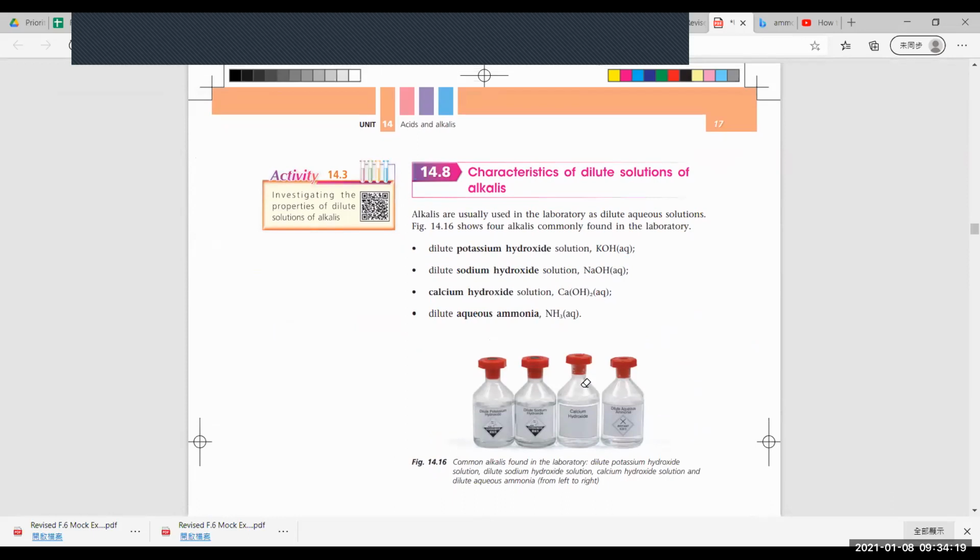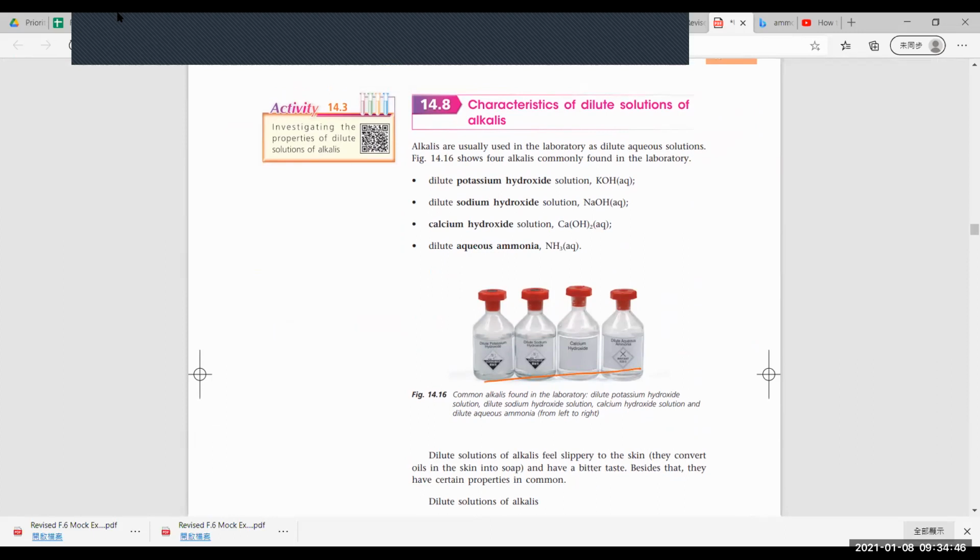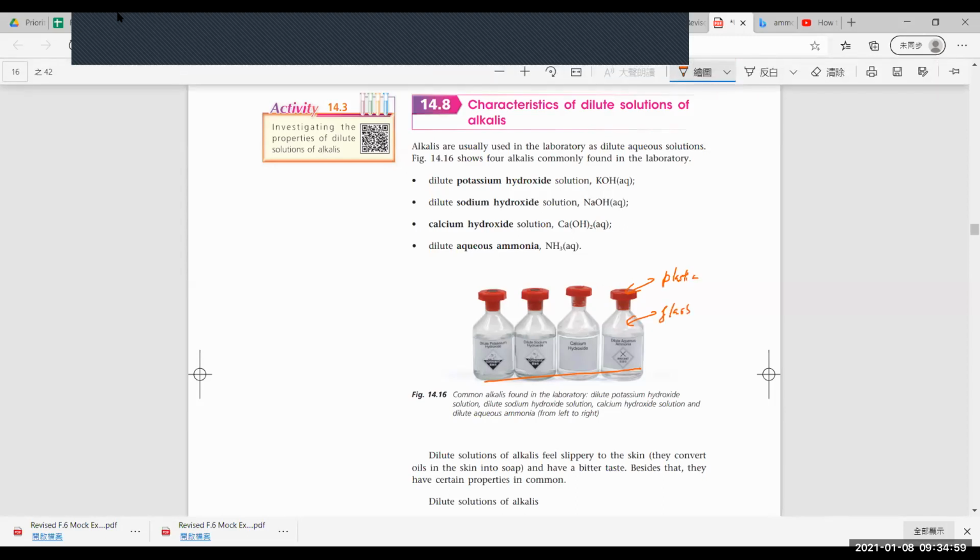Now, the characteristic of the dilute solution of alkalis. Before I show you another video, please take a look at our reagent bottle. The reagent bottle found in our chemistry lab is much different from this. Of course, there will be no problem now because you may find this one is plastic, and this is glass. And in the past, we once had a very old type of reagent bottle with a glass stopper.